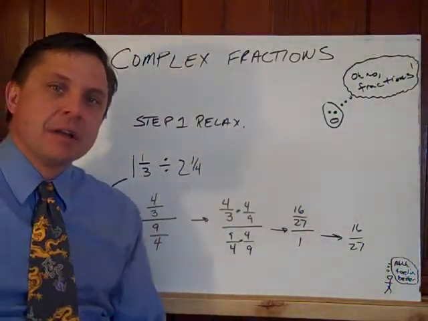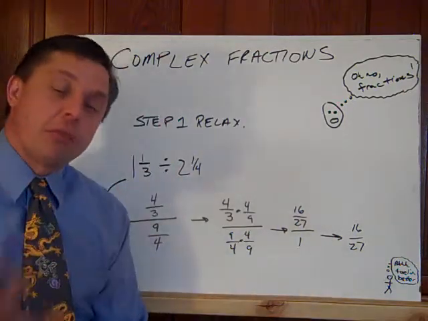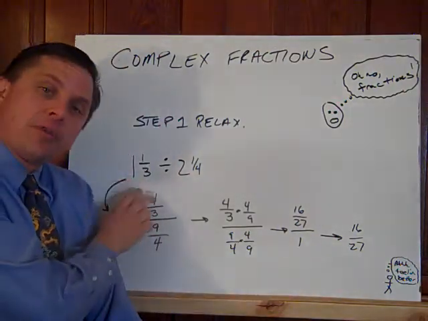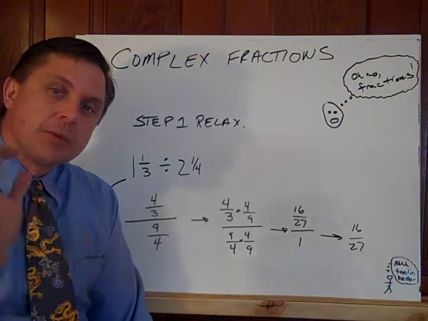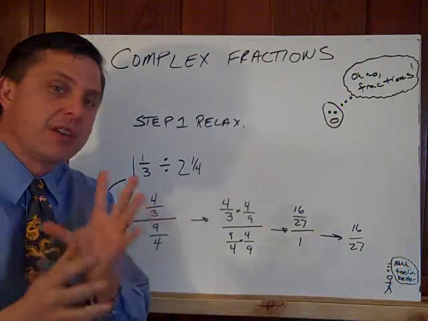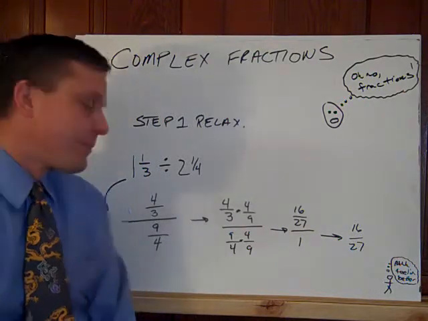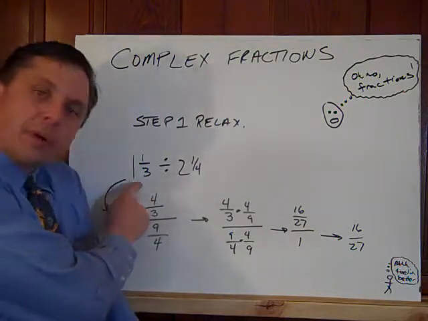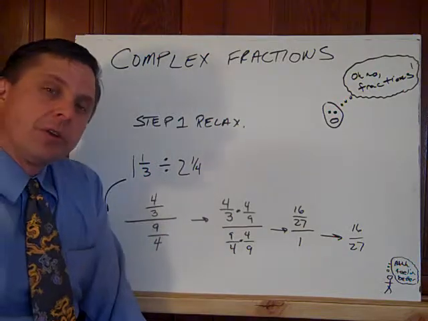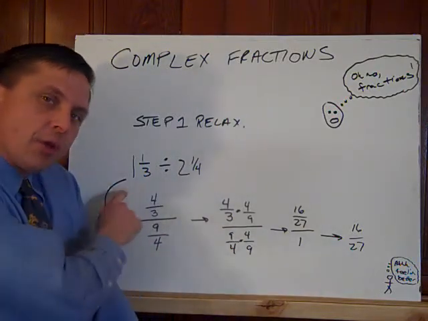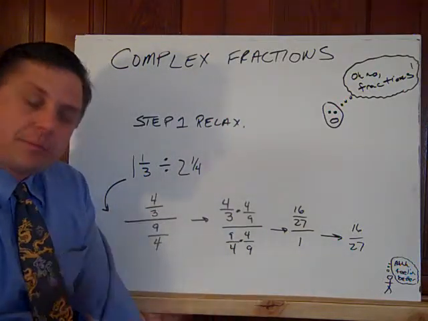Complex fractions. Step 1, relax. They're just fractions. It's really no different than dividing two mixed numbers. We just have to work through the process and understand that variables and numbers are the same things. They're both values. So I started off with 1 1/3 divided by 2 1/4. We immediately know it's a small number divided by a big number. It'd be less than 1.